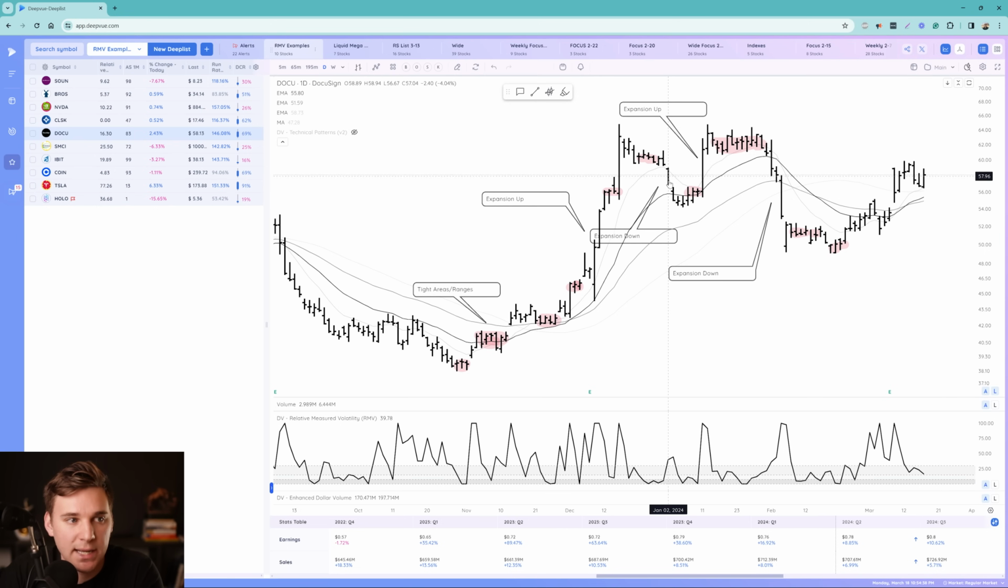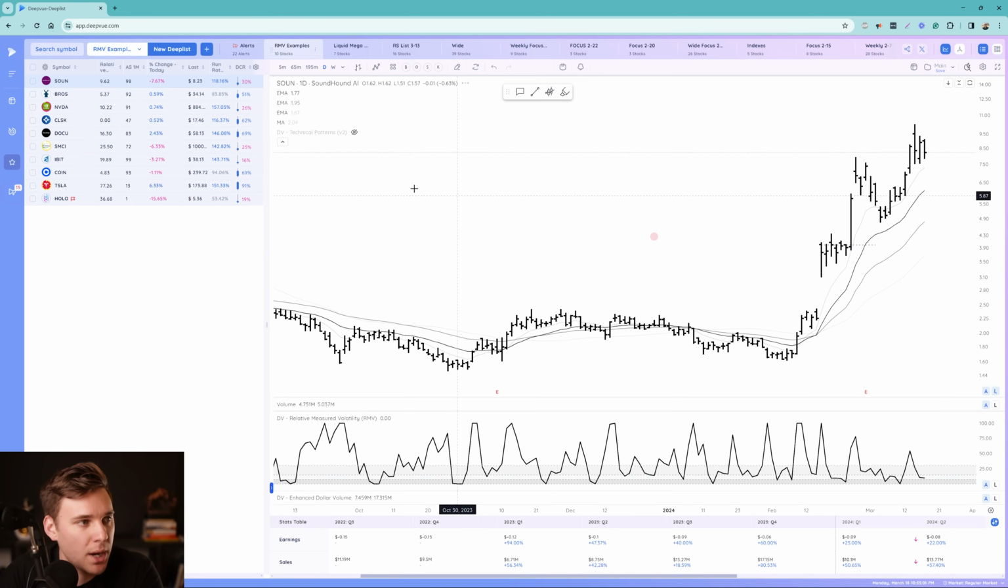Sell as it breaks the 10 EMA, look to buy back at the next range against the 20 EMA. Swing trade, buy through these highs, it pushes higher, sell as it loses momentum here and doesn't resume to the upside. So that's the general strategy, and also the particular entry tactics that you want to use with RMV and trading these tight areas.